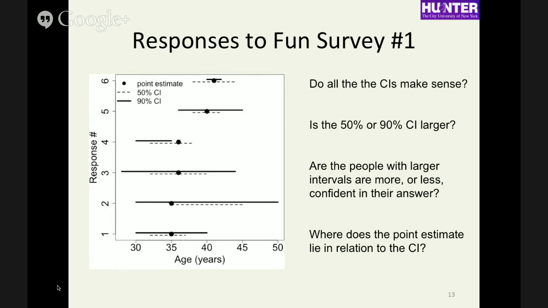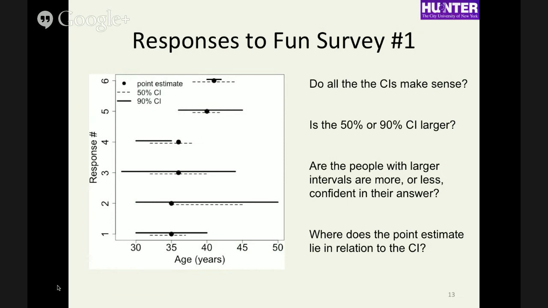Let's look at this first one. This guess was 41 years old. The 90% confidence interval went from 40 to 42, and the 50% confidence interval went from 36 to 44. So there's something that doesn't make sense in this answer, and there's also another part that does make sense. Does anyone want to comment?